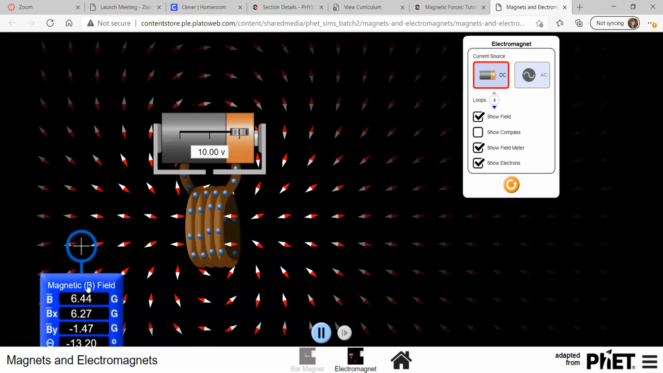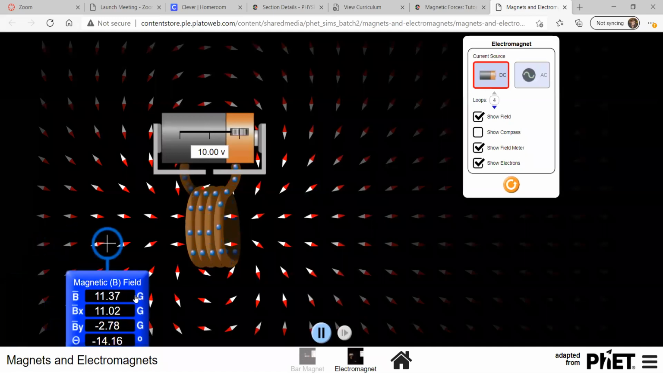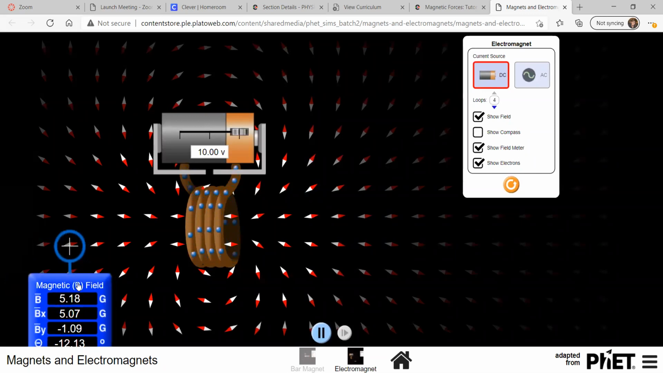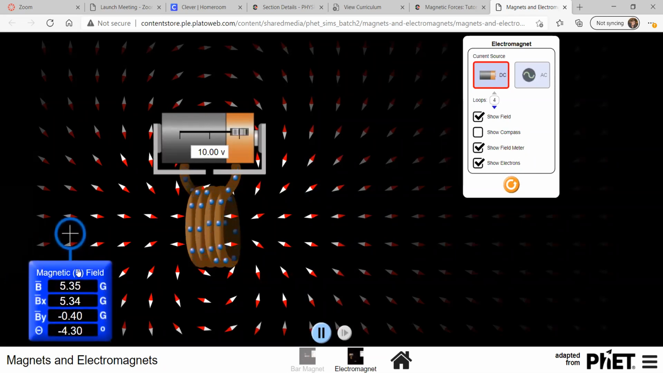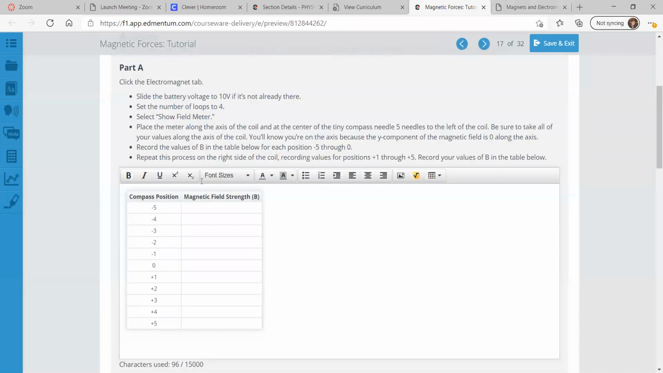Okay, so basically, put this over here. You're going to count over the needles 1, 2, 3, 4, 5, until this Y component is about 0. So this is close. And then you'll write down the B.